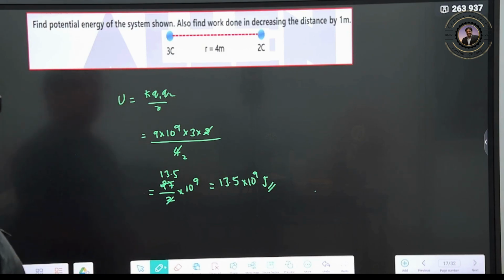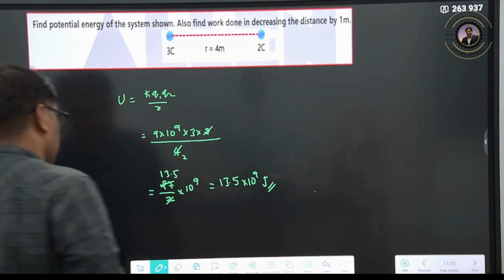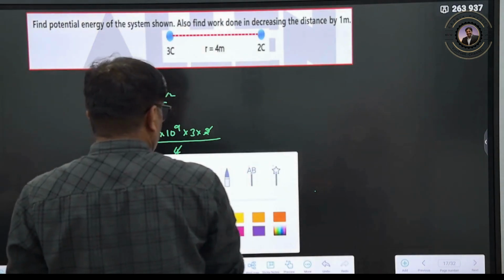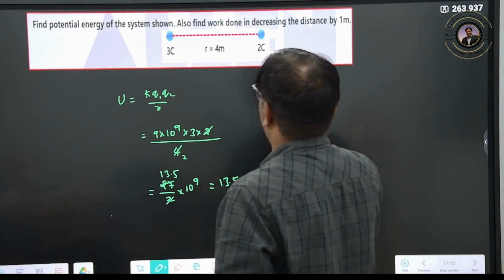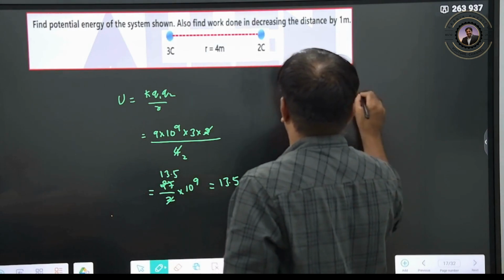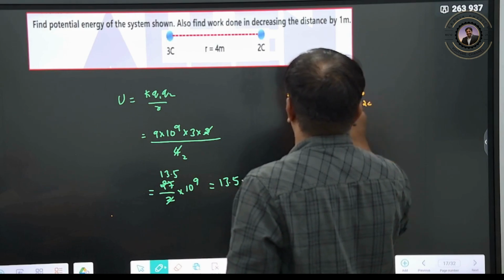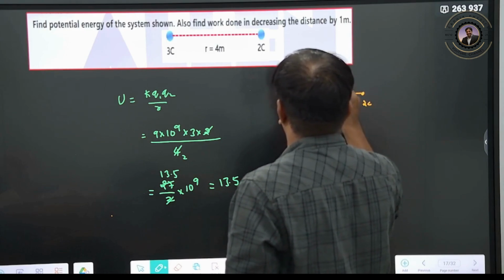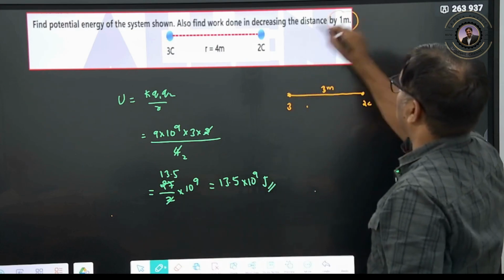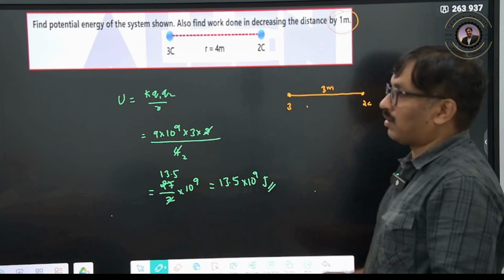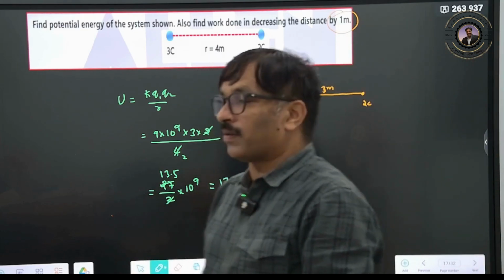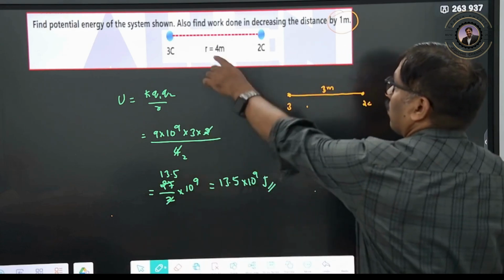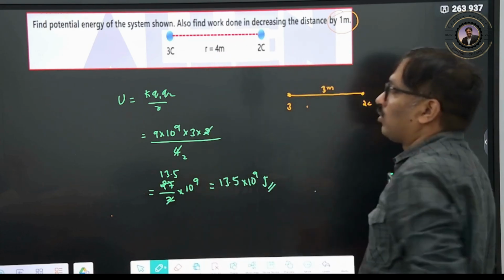So here, also find the work done in decreasing the distance by 1 meter. Now the distance is decreased by 1 meter, so what will happen? Here there is a 3 coulomb charge and here a 2 coulomb charge. Decreased by 1 meter, not decreased to 1 meter. Decreased by means 4 meters was there, now we have to decrease it by 1 meter, so it becomes 3 meters.